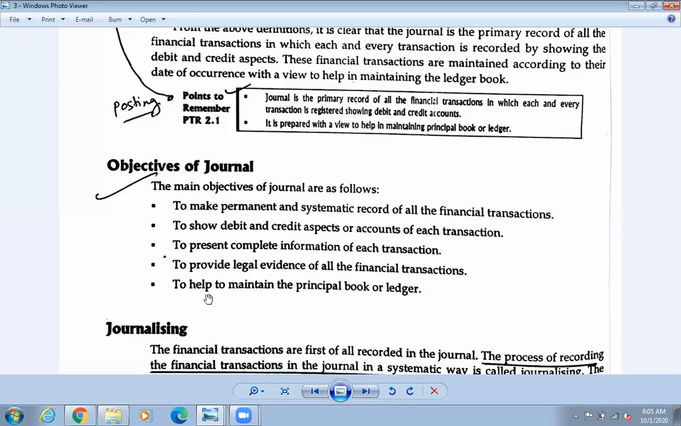So the next one is to help to maintain the principal book or the ledger. After journal, the next book is also made. अर्को bookमा entry गरिन्छ. So that book is called ledger. तिमीहरुको eraser हैन. Eraser means मेटाउने. So not the eraser, it is ledger.